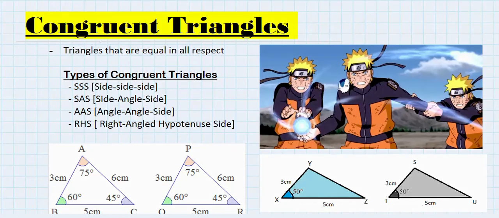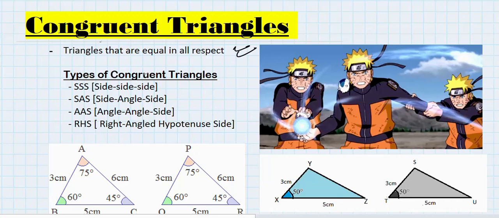Hello guys. So I want us to quickly talk about congruent triangles. In terms of congruent triangles, we are talking about triangles that are equal in all respect, right? I want to make this video quick. So congruent triangles are triangles that are equal in all respect, right?